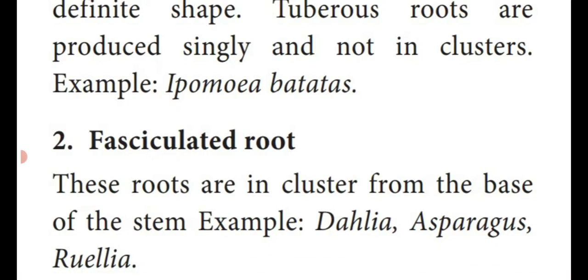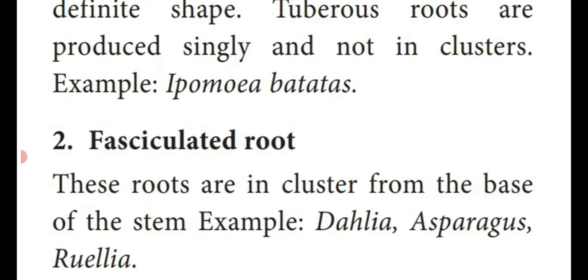So fasciculated root means they look like our palm. That means our hand with the 5 fingers and the palm at the center, isn't it? So the roots are storing the food material and the shape looks like a palm. That is known as fasciculated root. Example, dahlia, asparagus and ruellia.